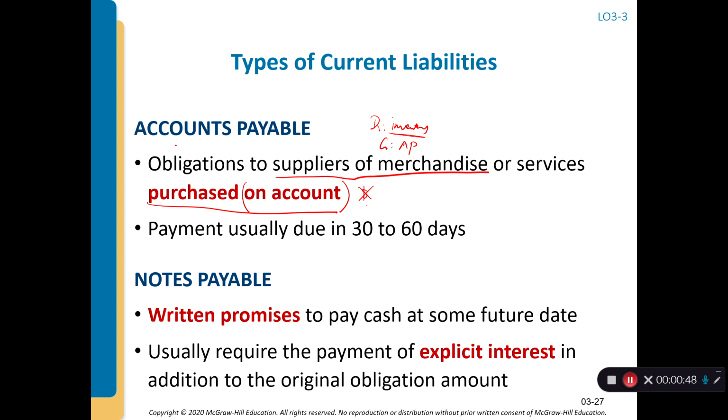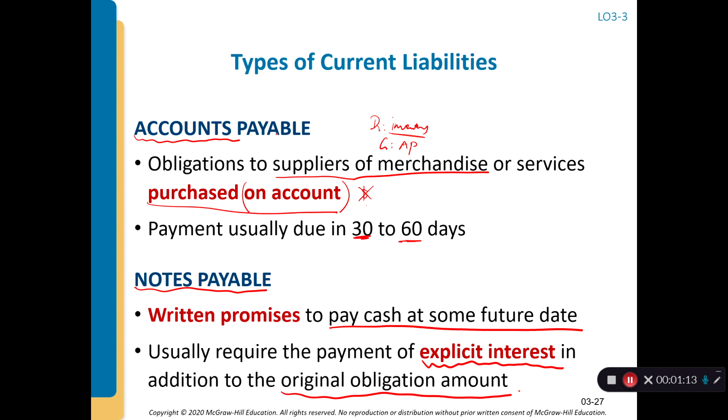And usually this is called accounts payable instead of notes payable because the payment is due in 30 to 60 days. Notes payable is a written promise to pay cash at some future date and usually requires payment of explicit interest in addition to the original obligation amount. So accounts payable, because it's a really short period of time, does not usually incur interest expenses. However, notes payable is very long term, so it will involve a formal contract, or written promise, that has a specific interest, and also you have to pay the original obligation as well.